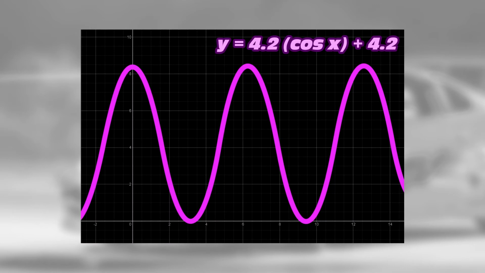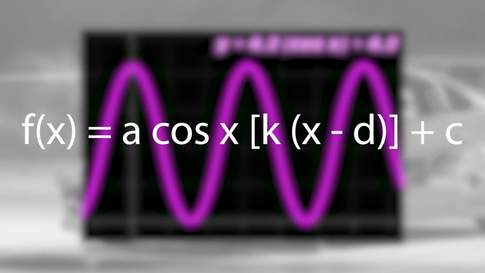Looking at the rest of the cosine function, f of x equals a cos(k x minus d) plus c. The next value is k, which we will set to 1 for now because the length of our period is 2 pi. The final value is c, which in our case is 4.2.